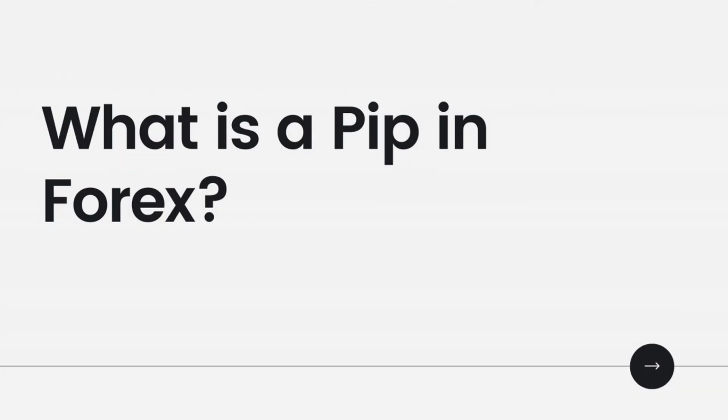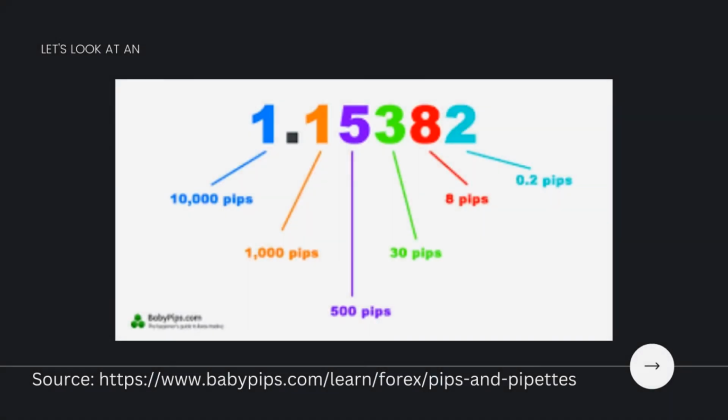What is a pip in Forex? A pip is the smallest price movement of a currency pair. 1 pip is the 4th decimal place, or the red number in our example. If the Euro USD rises from 1.15300 to 1.15382, in trading terms it means 8.2 pips movement upwards.